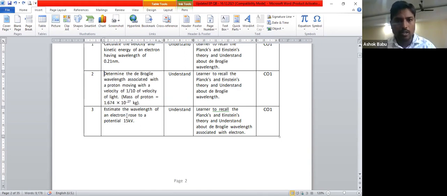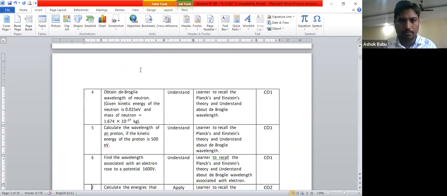Right. So coming to: estimate the wavelength of an electron raised to a potential of 15 kilovolts. Converting into volts and using the formula, the electron is given. In case of an electron, what is the formula to find the wavelength? Lambda equals 12.26 angstroms by root V. Using that formula, all of you try to solve the third one.